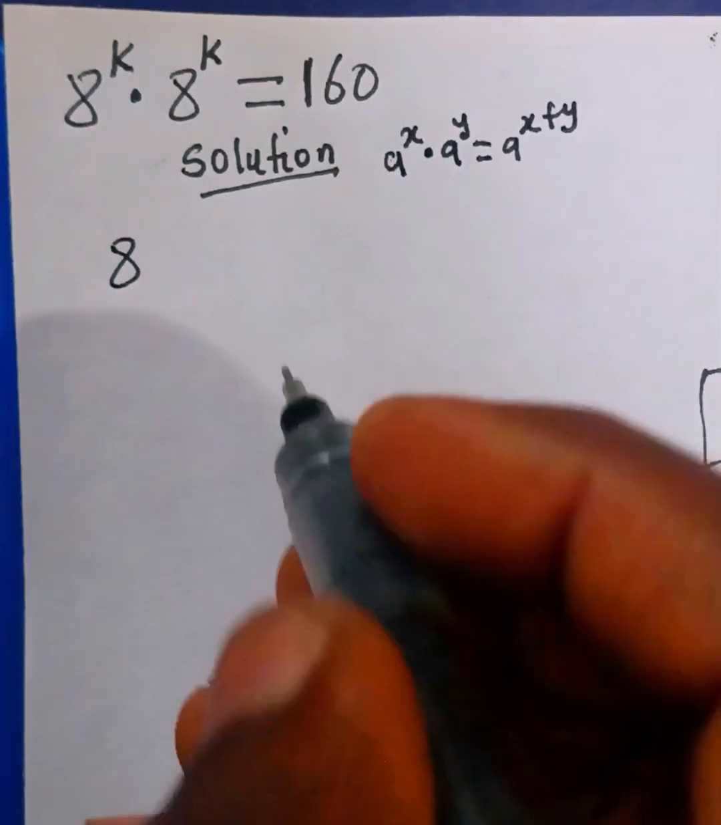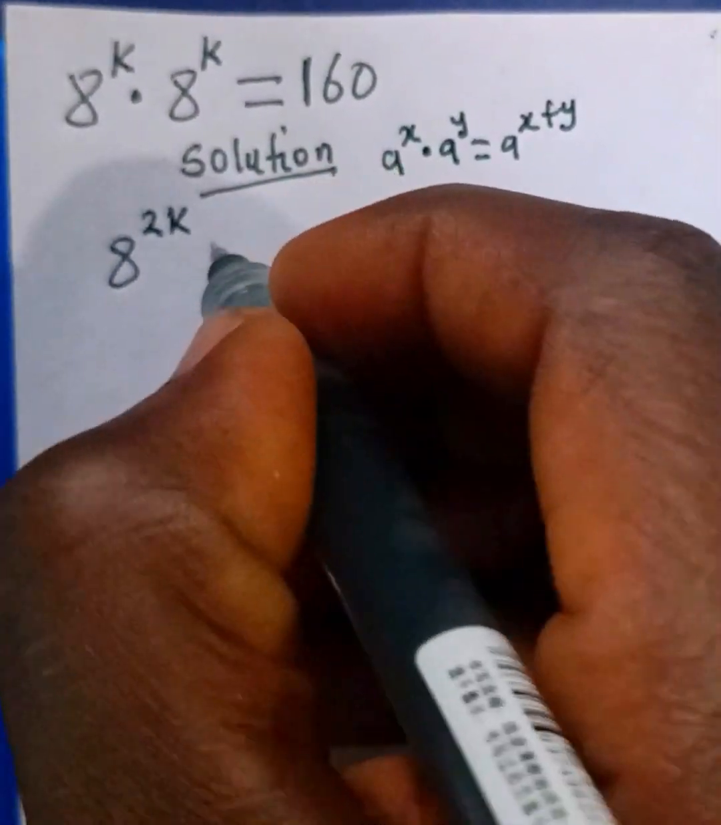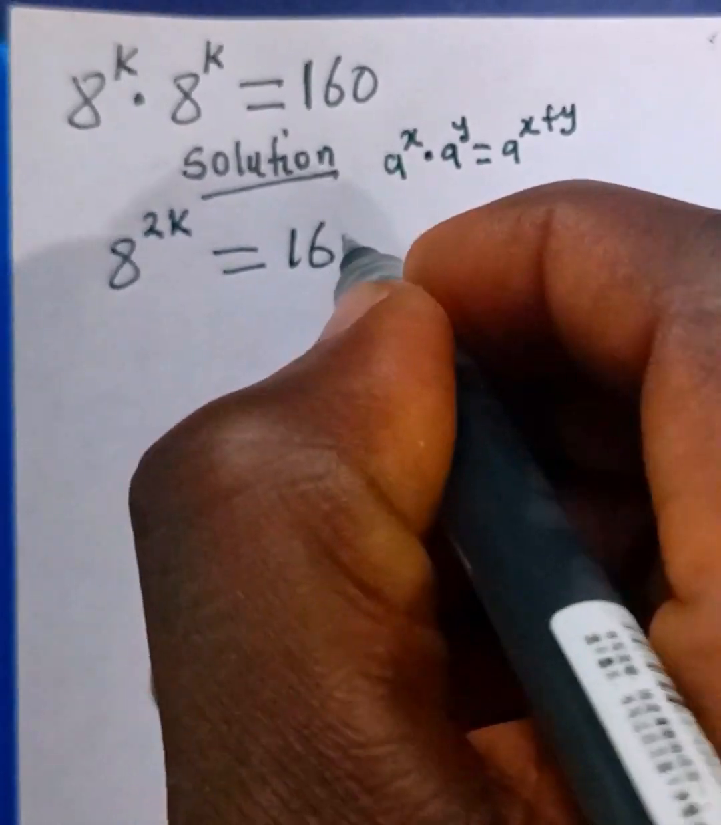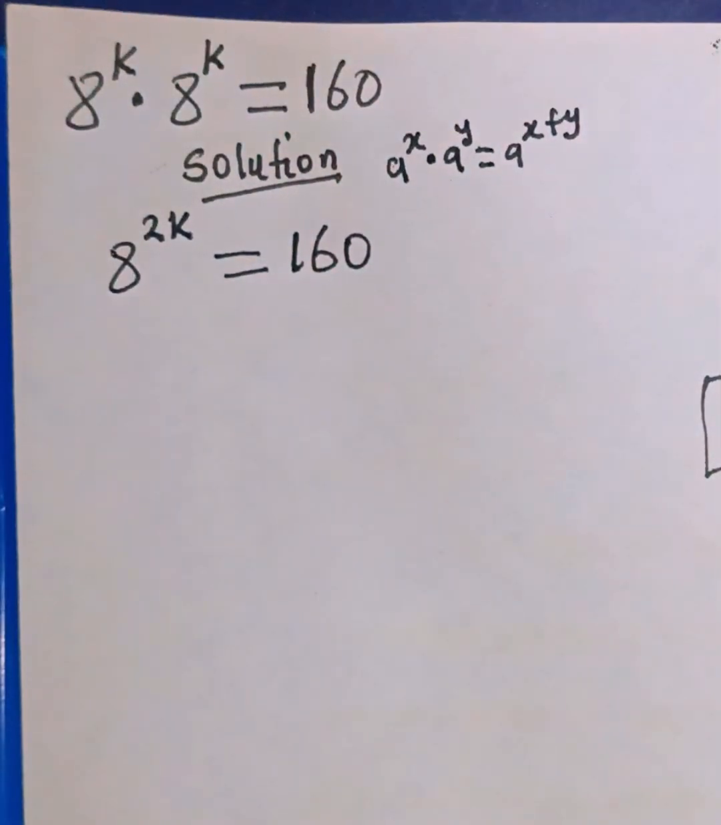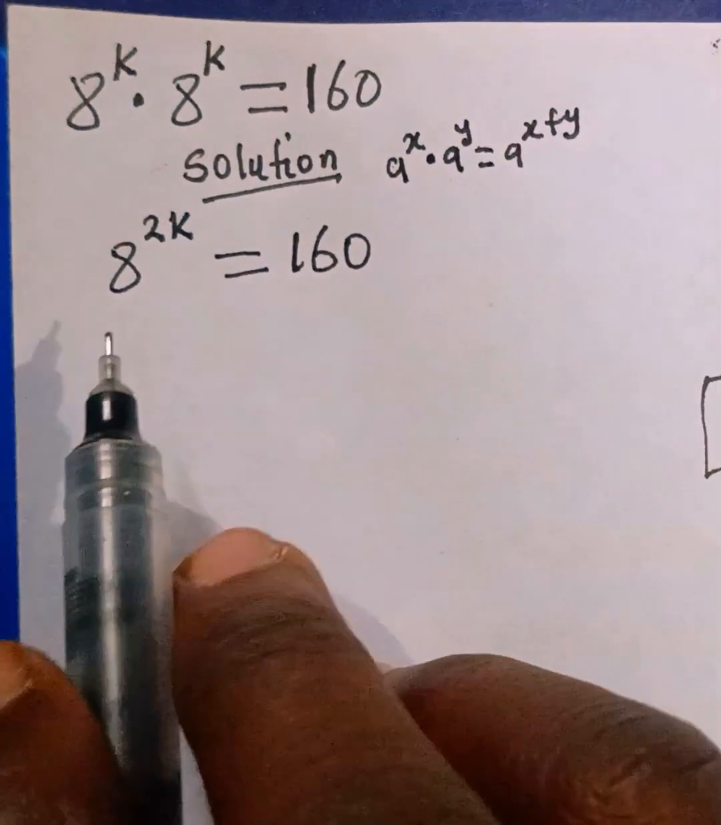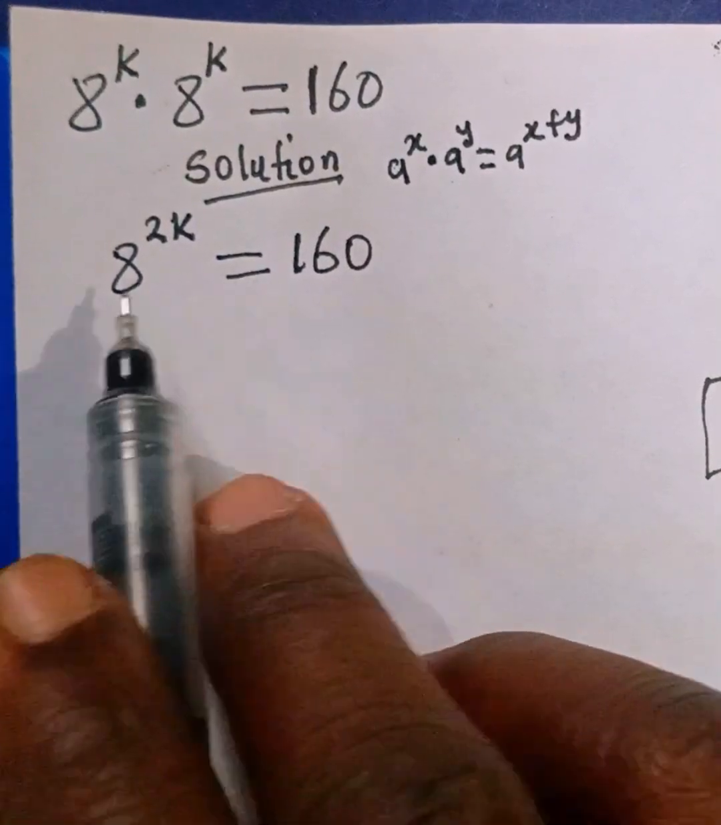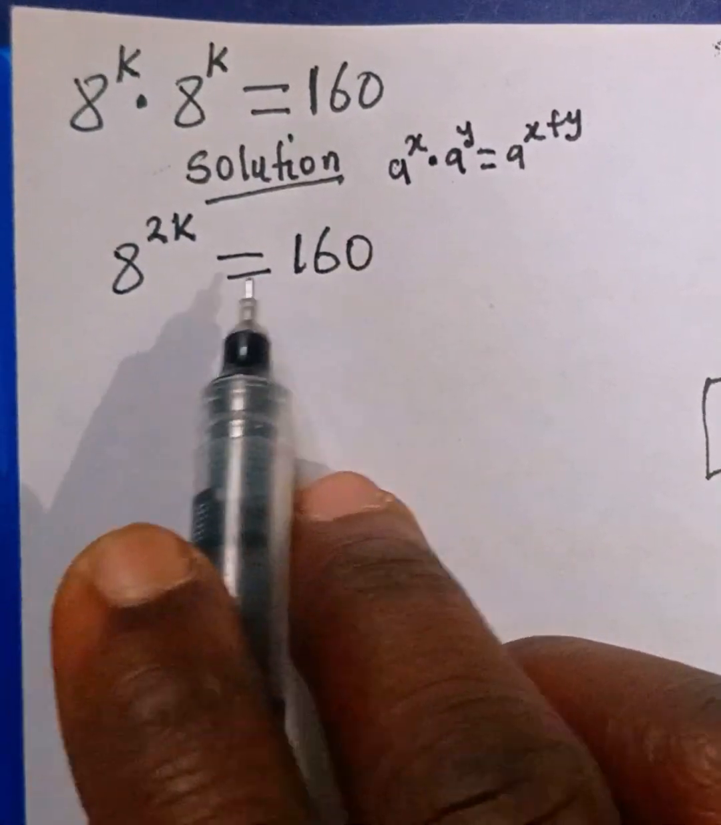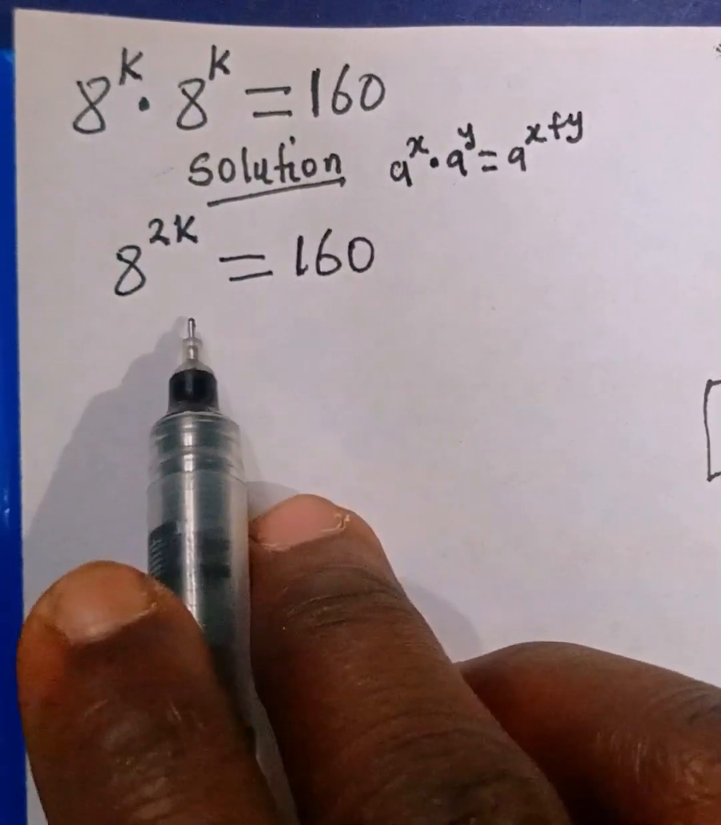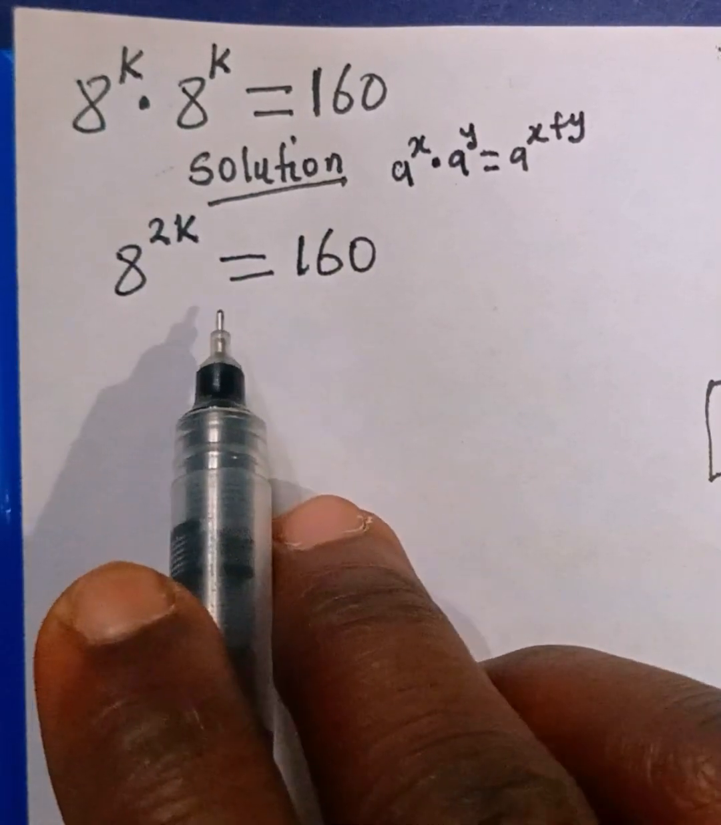k plus k is going to give us 2k, which is going to be equal to the right hand side, which is 160. So the next thing we're going to do, if you look at this equation, there's no way we can make the bases the same. So since we cannot balance the bases, we're going to apply logarithm. We're going to take the log of both sides to base 10.